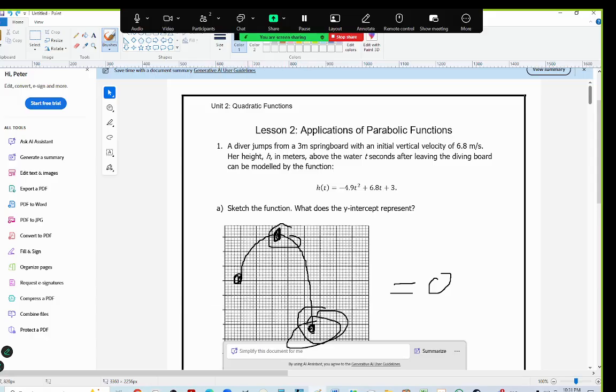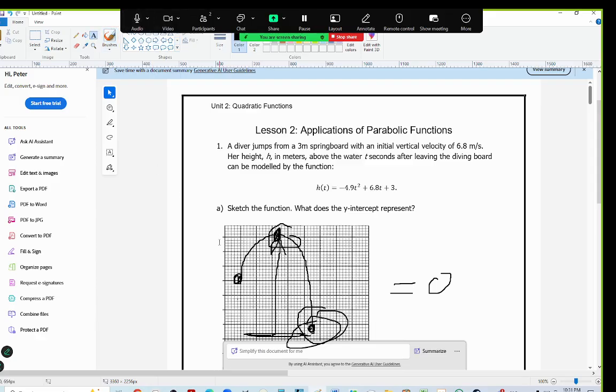And then they will ask you what the domain is, which is limited by when they jump off the board and when they hit the water, and the range, which is limited by the water to the maximum. Those are always the questions they want to know. So just get good at all of them.